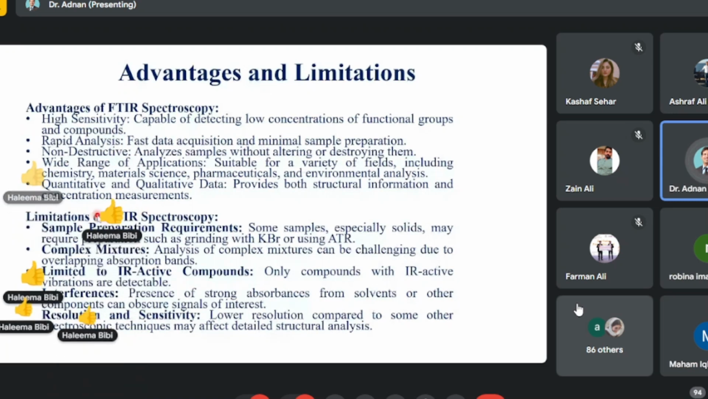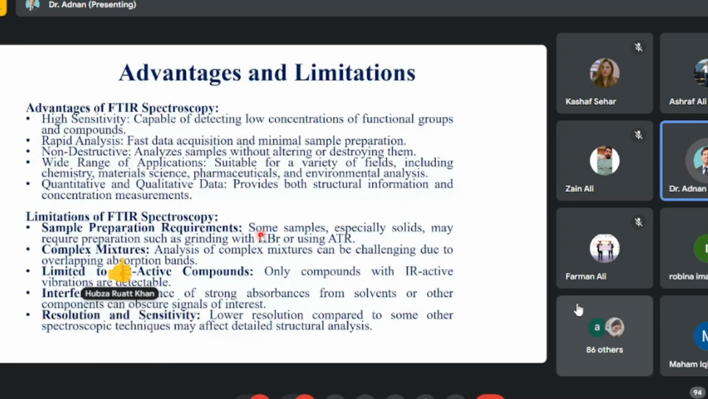It also has certain limitations, which include sample preparation requirements. For example, some samples, especially solids, may require preparation such as grinding with KBr or using ATR. Without ATR you cannot use it. You cannot use it for complex mixtures. For example, analysis of complex mixtures can be challenging due to overlapping absorption bands. There will be a lot of bands that overlap each other, so you cannot analyze complex mixtures. You can analyze only pure compounds with this technique.